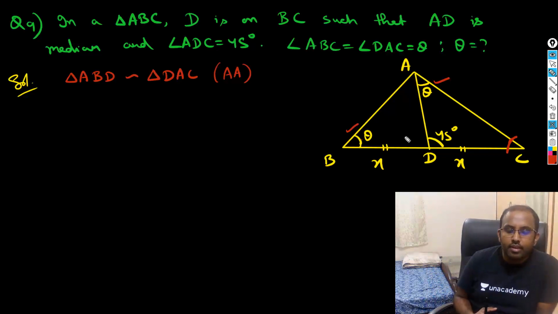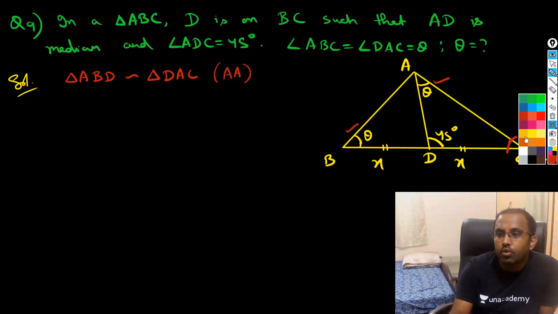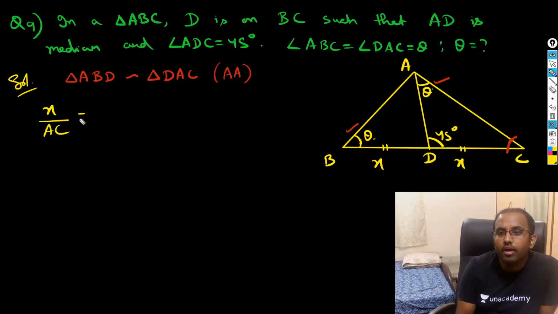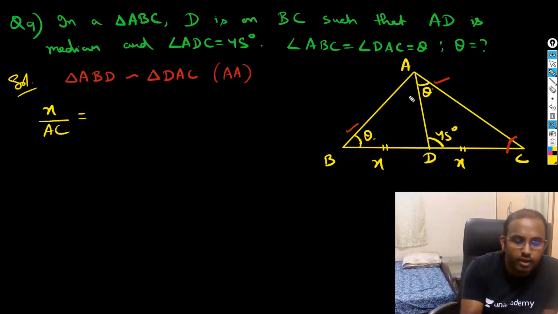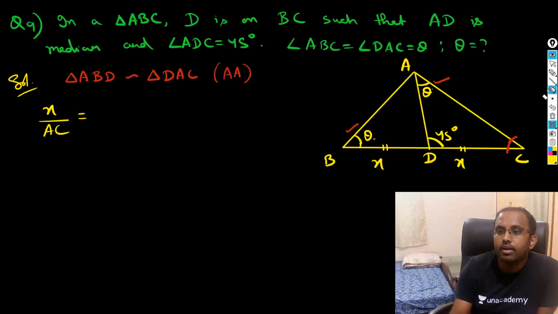Once I write these angles equal, let's discuss the ratio. In triangle ADC, theta opposite is x. In triangle ABC, theta opposite is AC. I'm sorry, it's not triangle ABD, it should be triangle ABC. Writing mistake, guys. Why triangle ABC? Because triangle ABC has angle C common and triangle ADC has angle C common.